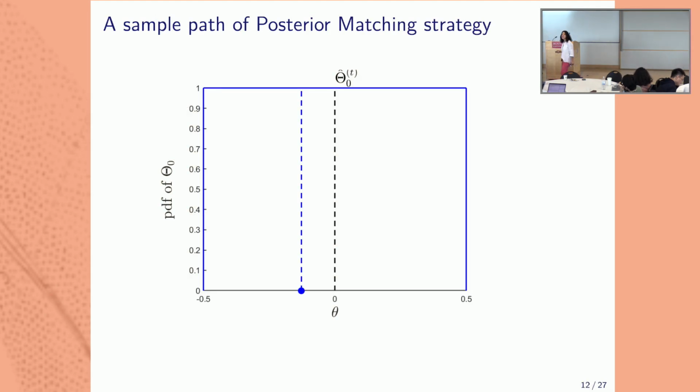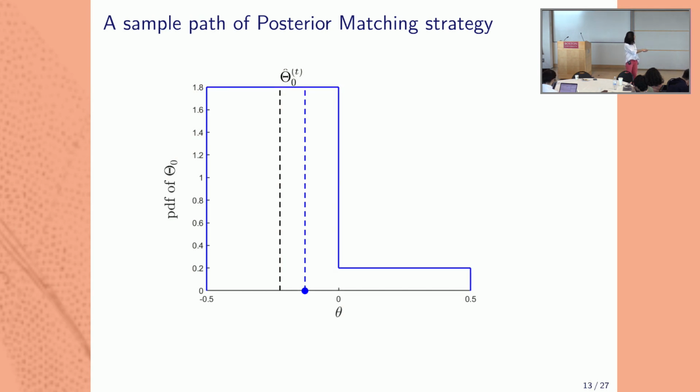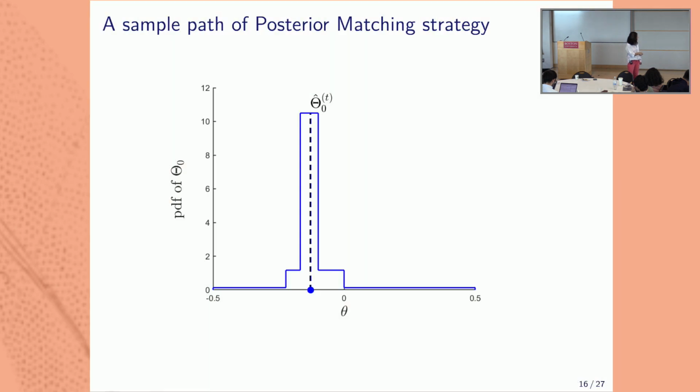So this is how it works. This is the posterior matching strategy. I have theta between minus half and half. At the median, I'm going to estimate theta to be 0. This blue is the true theta. So you start, you make a measurement, and then you halve this. And you have this. So in other words, you are subtracting the effect of the movement from your measurements, right?